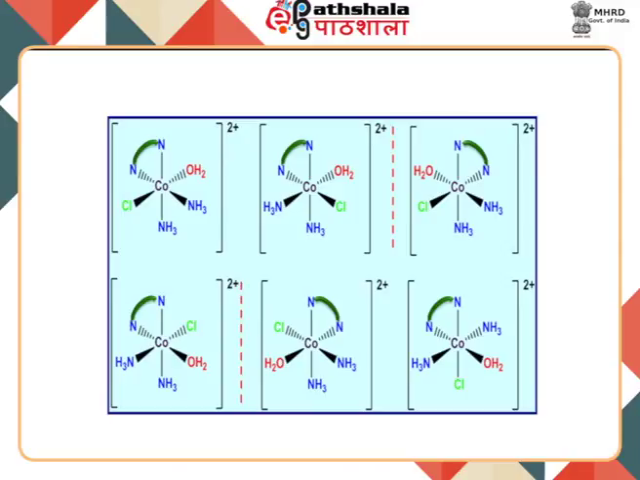Thus, we can get 6 isomers. Out of them, 2 isomers form an enantiomeric pair, which are shown here.